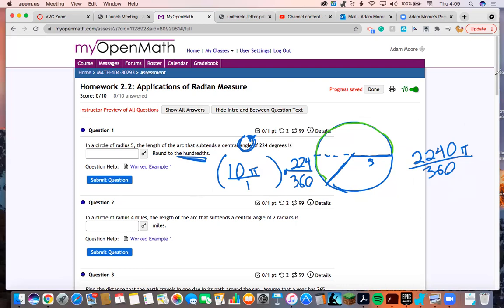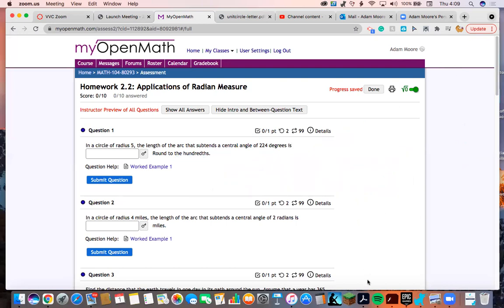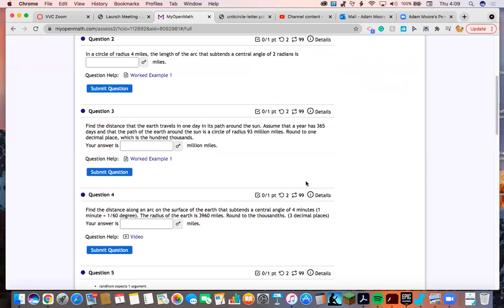Same thing works in radians. Oh, I'm still annotating. Same thing works in radians. You just say, I'm going to figure out the distance around the whole circle, and then I'll times it by whatever fraction I'm using up. So on question number 2 here, we would handle it in the same way, just remembering that radians are not out of 360, they're out of 2 pi for the whole distance around.